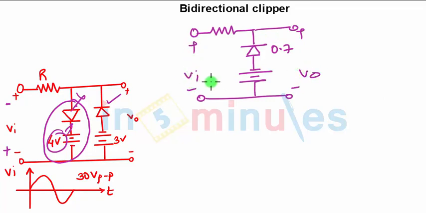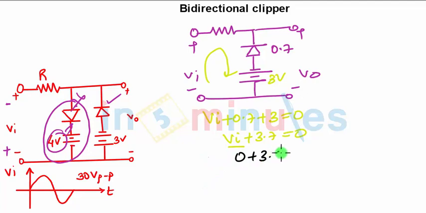So when you apply KVL over here, it will be VI plus 0.7 and this is 3 volts, that is plus 3 equals to 0. Now VI plus 3.7 equals to 0. Now we are going into the negative half cycle. In the negative half cycle, your input will vary in the negative direction. So 0 plus 3.7, again 3.7. Until the diode is short circuited, now this is positive terminal connected to the negative of the battery. That means the diode is open circuited.